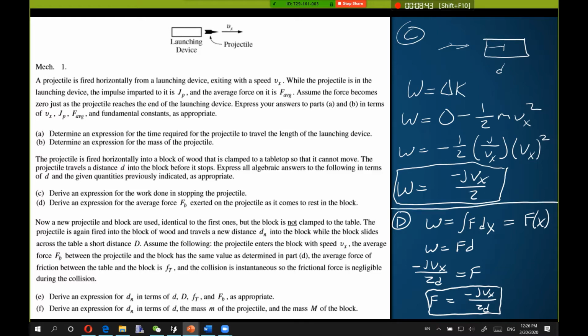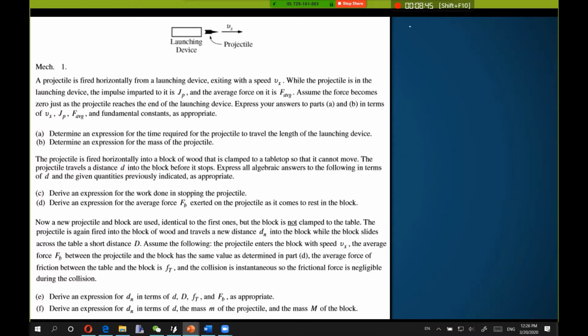So then part E. This time the block is not clamped to the table. So the block is fired into the wood, or projectile is fired into the wood. It still travels a distance d into the block, but the block also travels a distance d on the table.